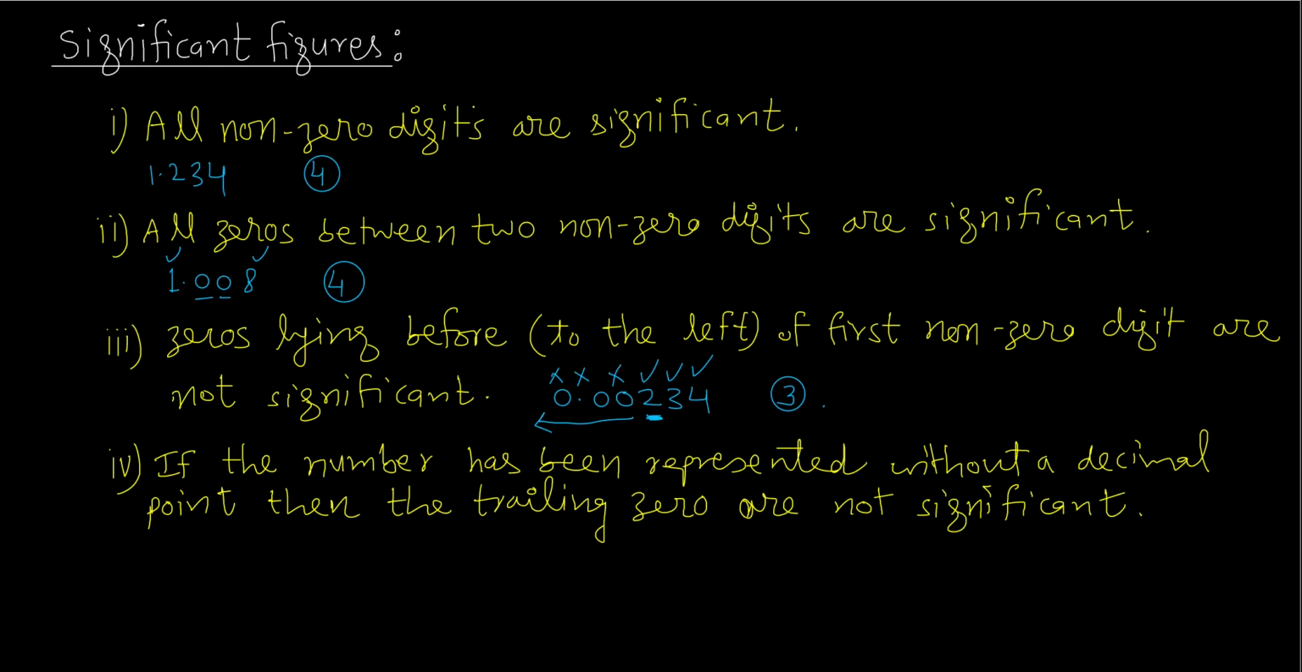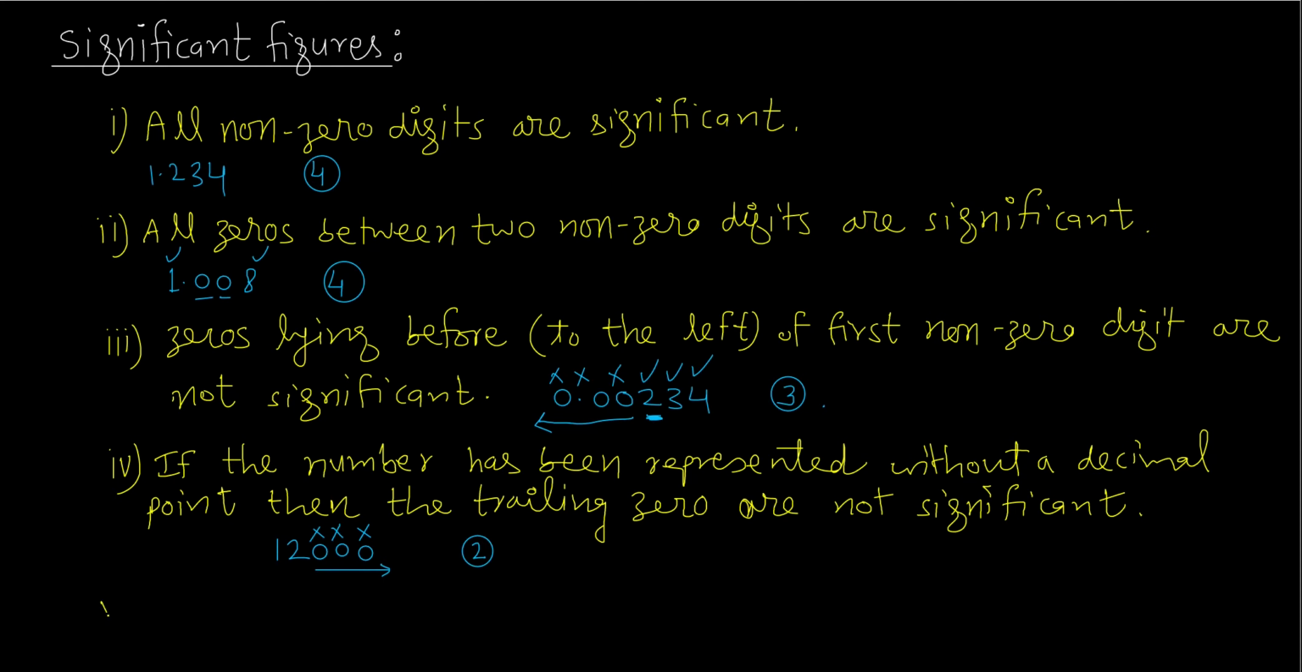So what does this rule mean? This rule means, suppose you have the number 12,000. These three zeros are your trailing zeros, and because there is no decimal point here, these zeros will not be significant. So only two significant digits are present in this number.